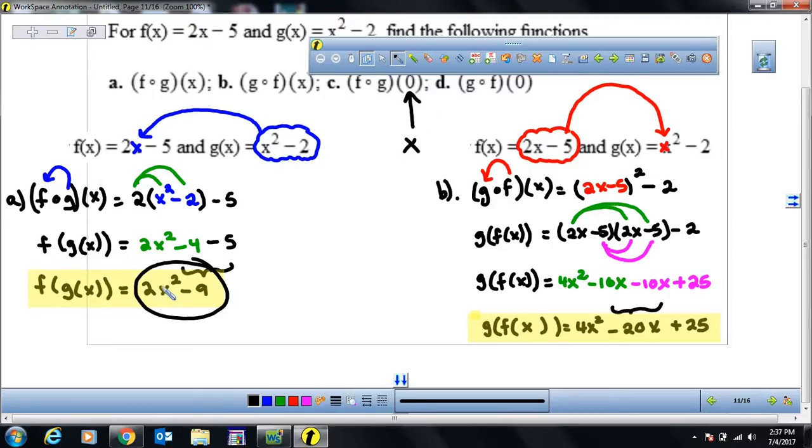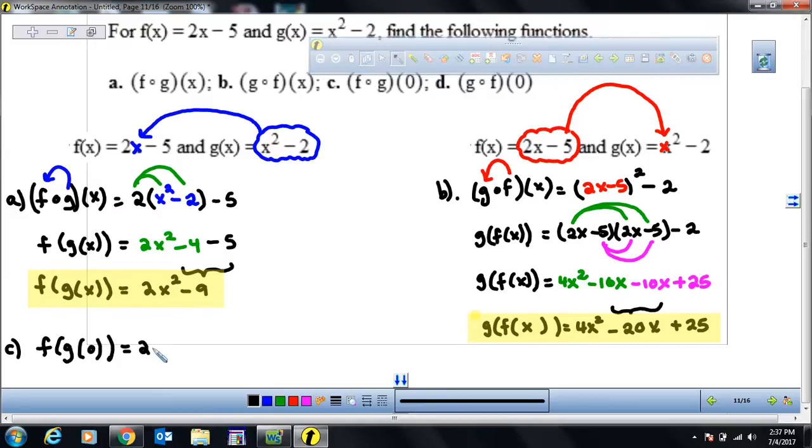So meaning that you need to replace the x with a 0 in this function. That is one way. Since I already know what f of g is, to find letter C, I'm going to find f of g of 0. That's what that means. We already know the function f of g, which is this one. So all I'm going to do to find the value is replace the x with the 0.